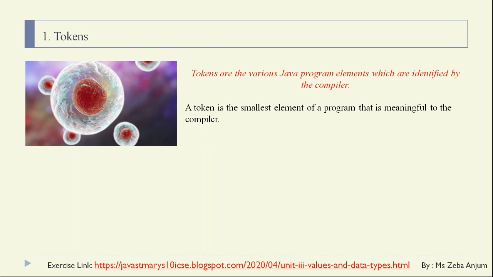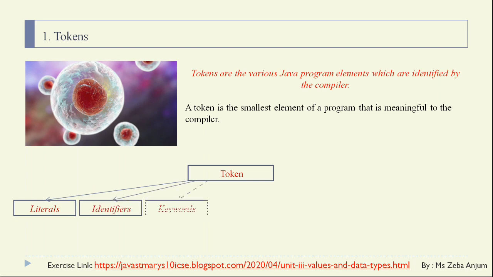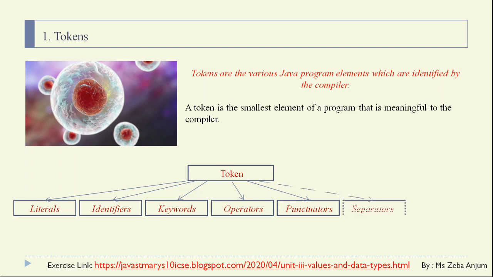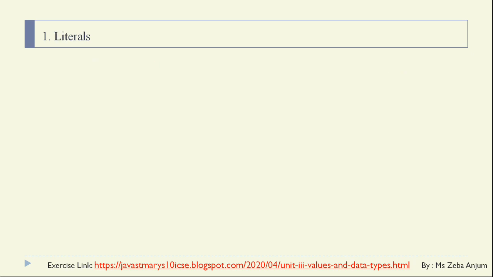Now for a Java program, we are having different kinds of tokens present over there. We are having literals, identifiers, keywords, operators, punctuators, separators, as well as assignments. Now let us see each of the categories one by one. We are starting with the literals.